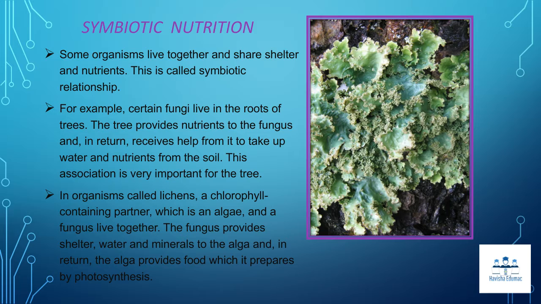In organisms called lichens, a chlorophyll containing partner, which is an alga, and a fungus live together. The fungus provides shelter, water and minerals to the alga. And in return, the alga provides food which it prepares by photosynthesis. We have seen about the 4 types of heterotrophic nutrition.